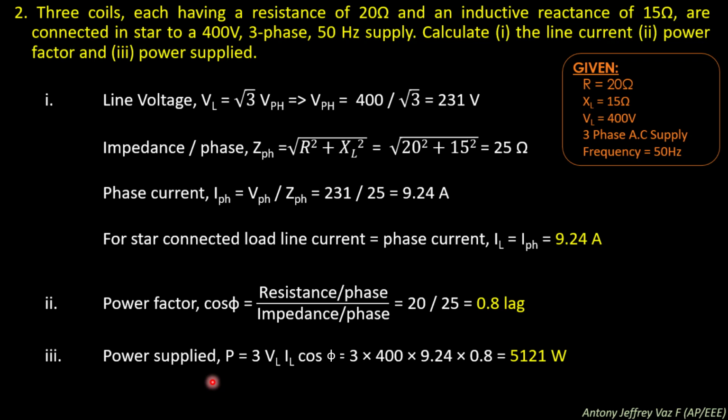Power supplied, this is the third part. Here you need to find power is equal to 3 VL IL cos phi.